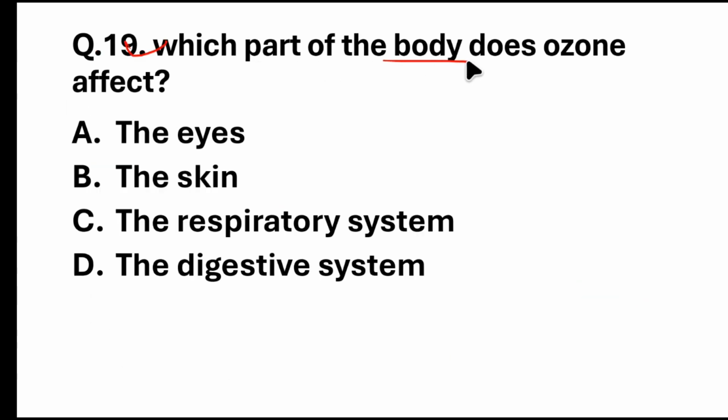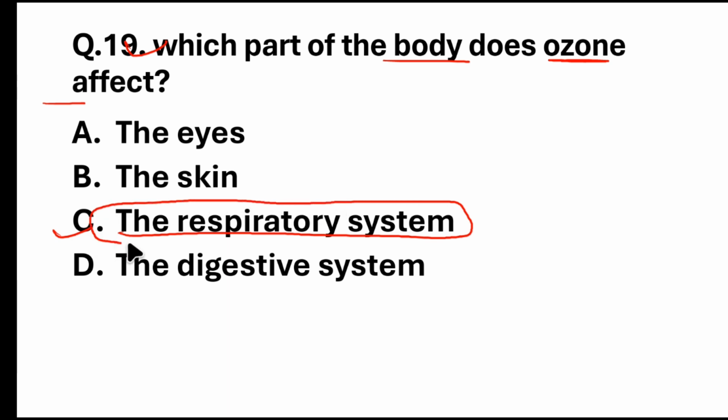Question number 19. Which part of the body does ozone affect? Answer option C. The respiratory system. It was previously believed that ozone does not irritate eyes at low concentration. This belief has since been disproven. It does, however, have adverse effects on the respiratory system even at low concentration.